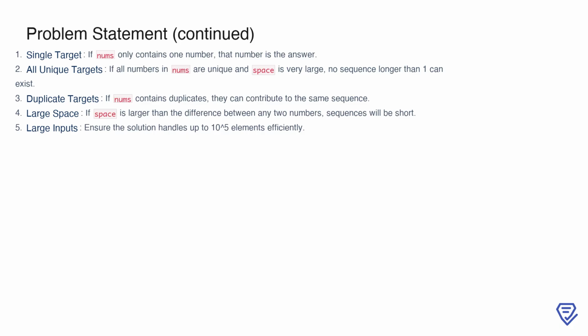If nums contains only one number, that number is the answer since no sequence can be formed. If all numbers in nums are unique and space is very large, no sequence longer than 1 can exist. When nums contains duplicates, those duplicates can contribute to the same sequence, potentially increasing the count of destroyed targets. If space is larger than the difference between any two numbers, sequences will be short, often limited to one target. Lastly, since the input size can be as large as 10 to the power of 5, it's important to ensure the solution is efficient enough to handle large arrays within the given constraints.